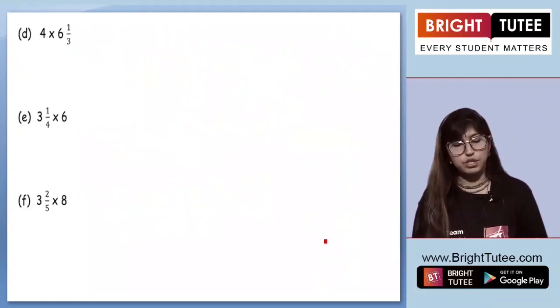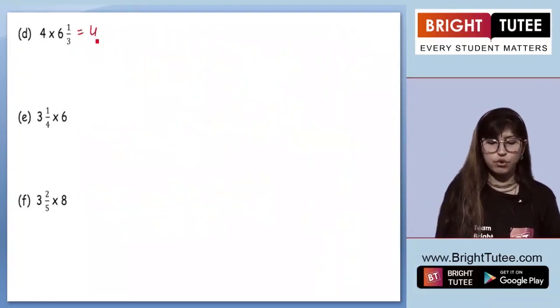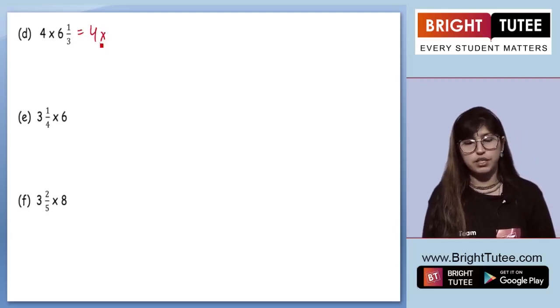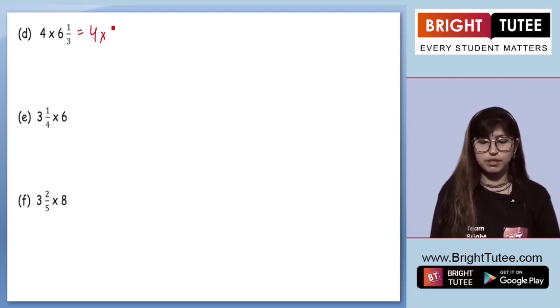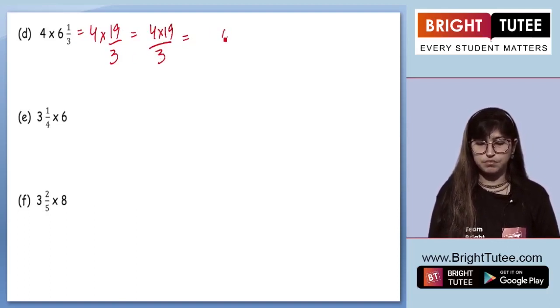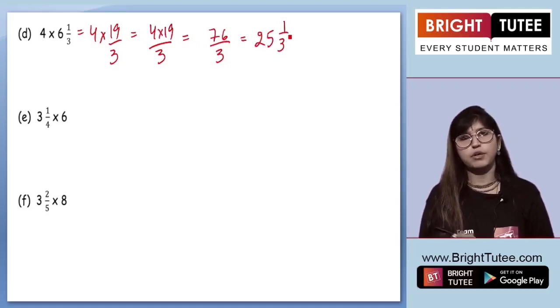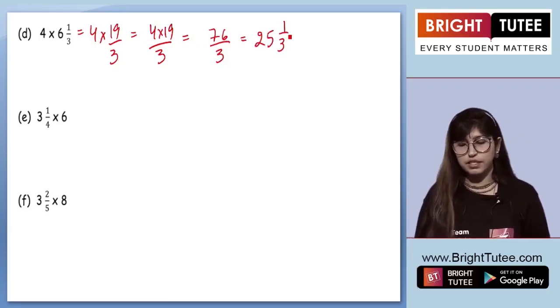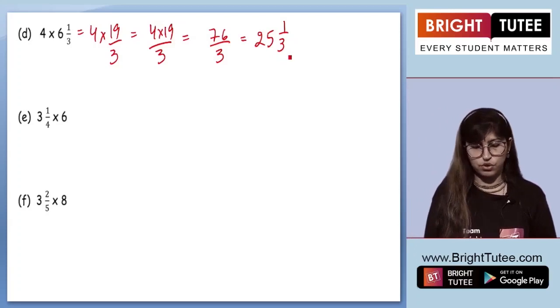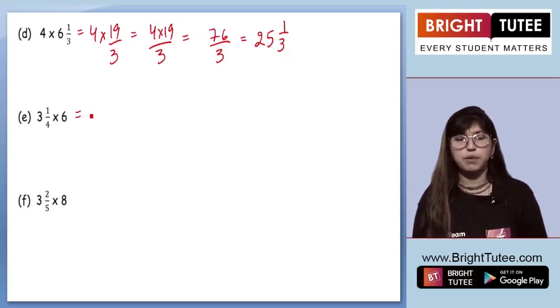Now let's move on to D part, which is 4 times 6 1/3. So 6 3s are 18 plus 1 is 19 by 3. So 4 times 19 by 3 is 76 by 3, which will be 25 1/3 by doing the same thing which we did in the division part. So we'll be moving on to the next part now.